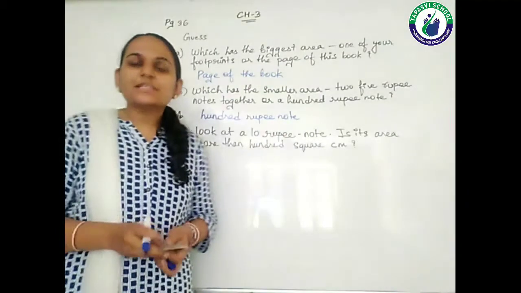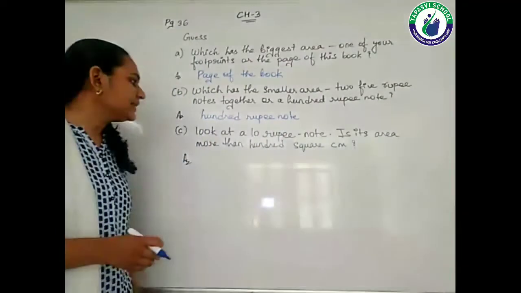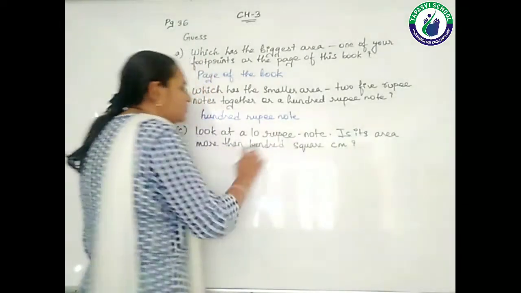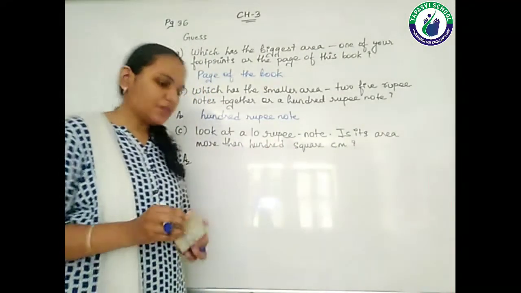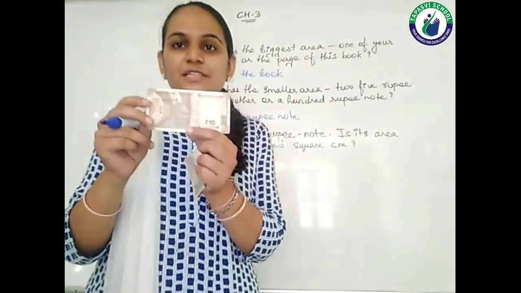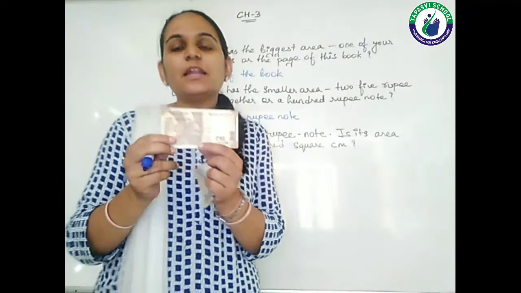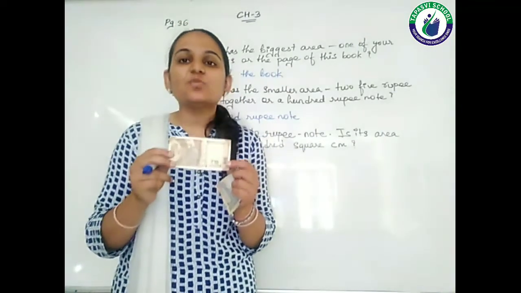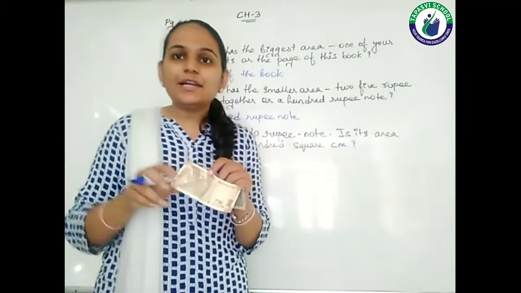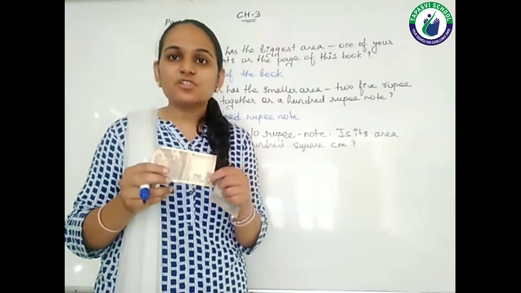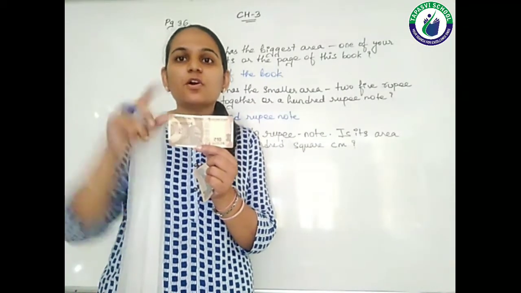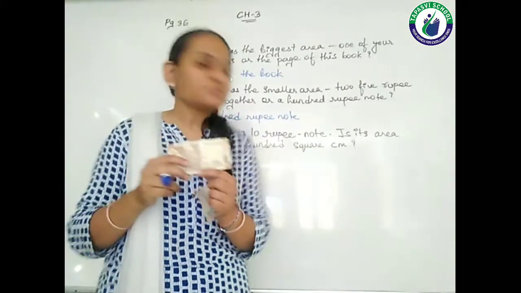Is it clear, students? Now we are going to move to the next one, that is, look at a 10 rupee note, right? Is its area more than 100 square centimeter? Okay, 10 rupee note I am having, so I can show you, right? If this is my 10 rupee note, now if we compare this with the 100 square centimeter, यानी कि 10 by 10 का अगर ले तो 100 square से अगर उसका measurement करें, so this one will be having the smaller area or that one will be having the smaller area, right?